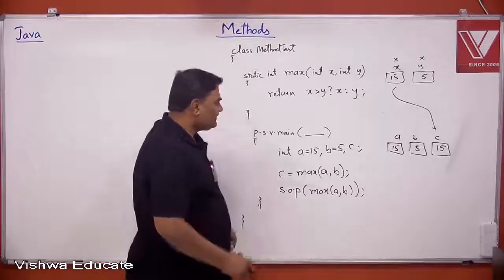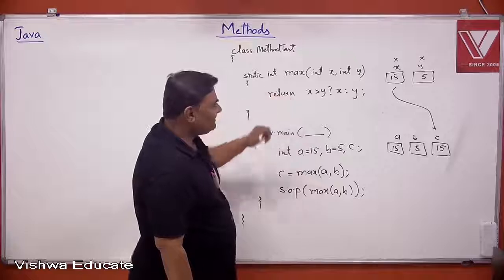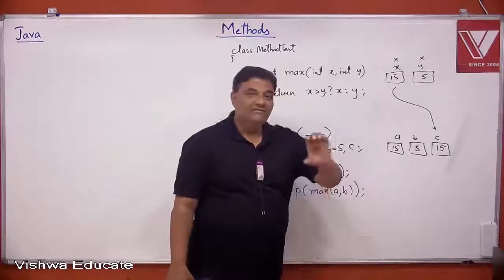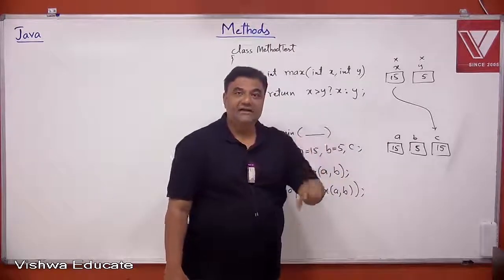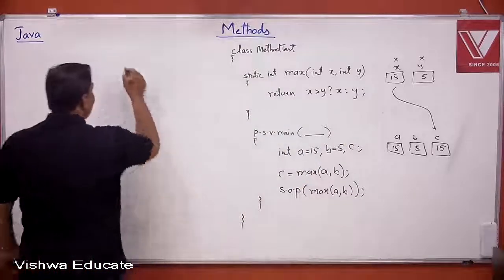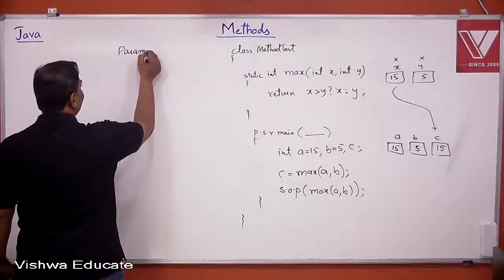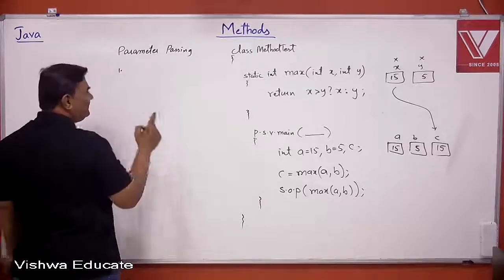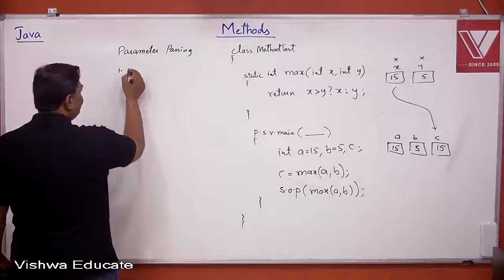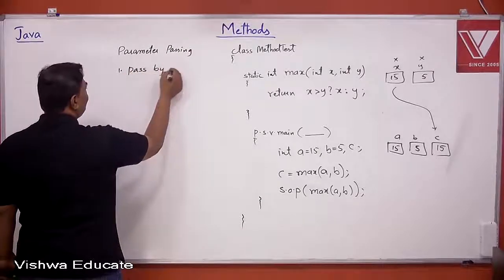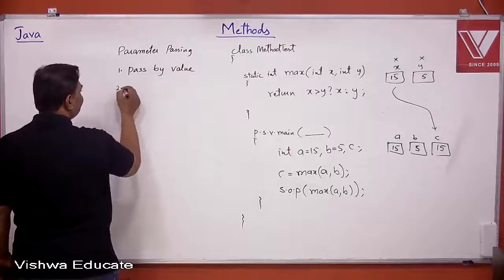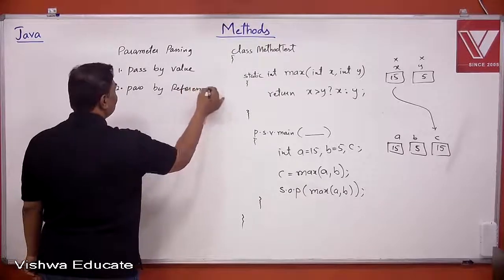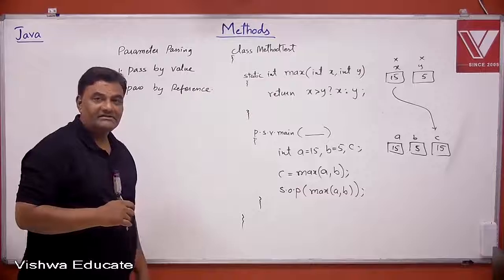So now what you have to note down is how the parameters are passed. One thing we learn here is that in this example, the values of the parameters are passed. So, parameter passing. There are two methods of parameter passing in Java. One is pass by value. Second one is pass by reference.